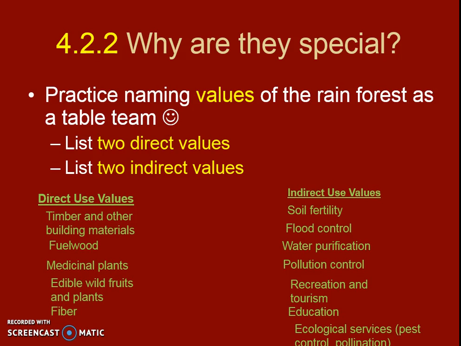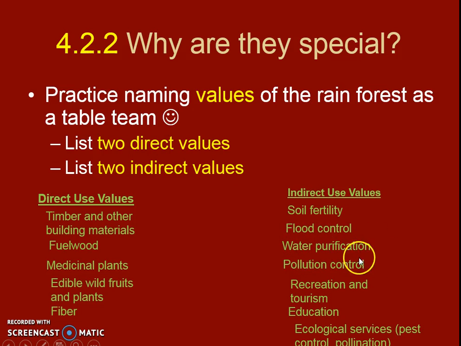All right, let's check over some things you could have written down. Some direct uses or values are things like timber. These are some actual natural capital. Medicinal plants, edible wild fruits, fiber. Then there are things that we don't necessarily think about that are indirect and valuable. These are our services. Our ecosystem services are soil fertility, flood control.